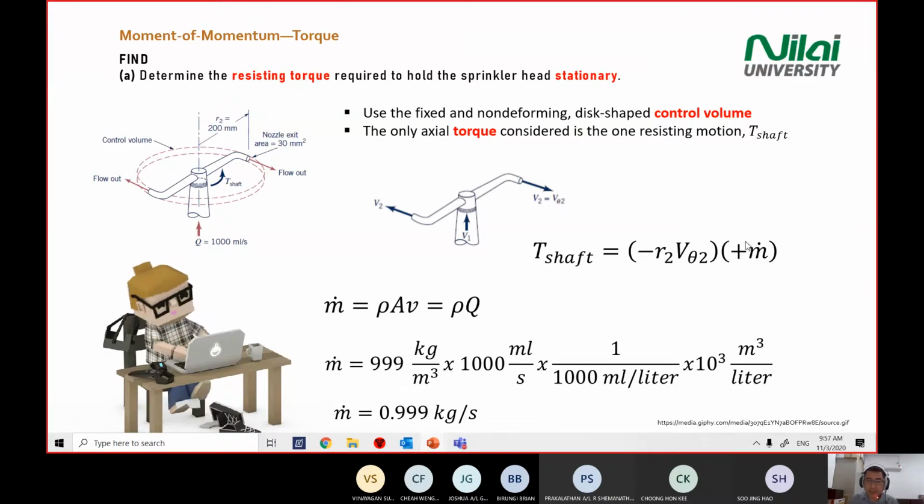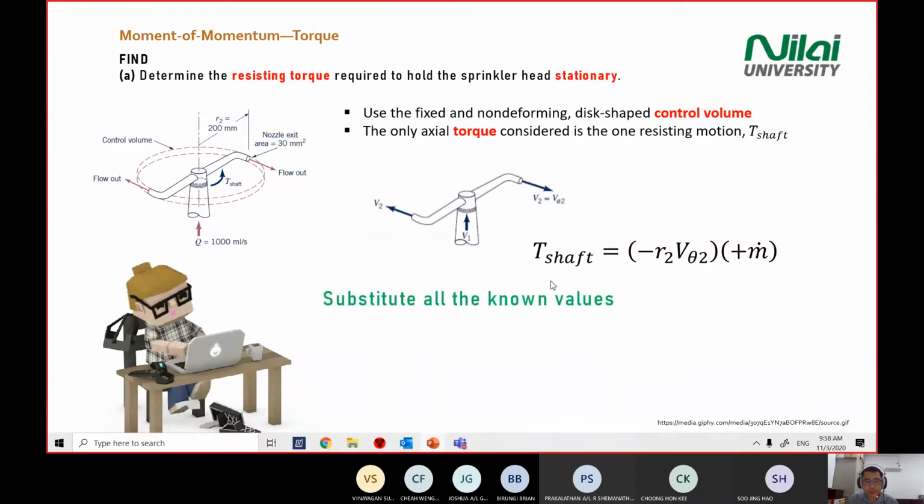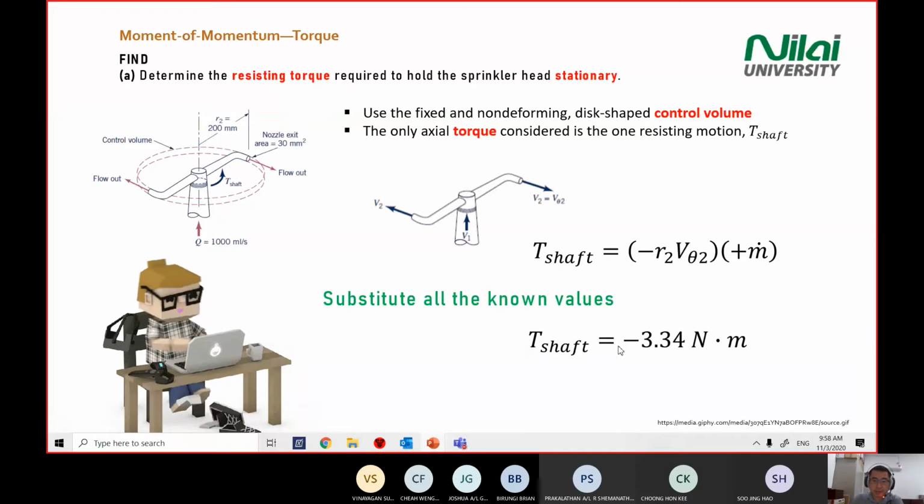Right? So we have the M here for the torque of the shaft. We have M already, we have V2. R2 is given. Again, be careful on the unit. R2 is in mm. So you substitute all the value, you get the torque of the shaft because of the water flow. All right. So this is just a reference answer. You get a negative torque of the shaft, negative 3 point something, and the unit is Newton meter.